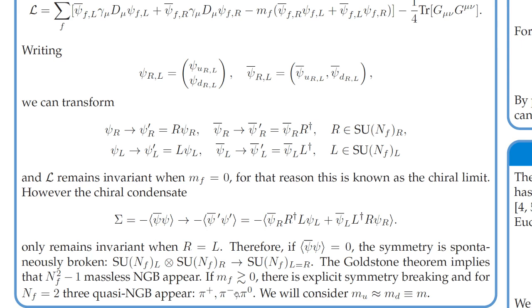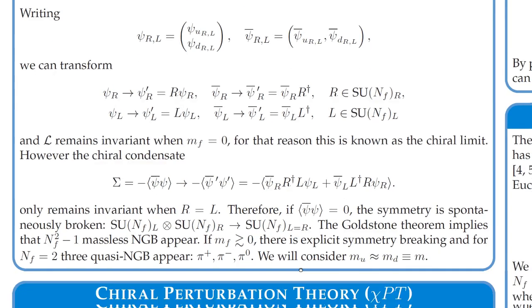Now, when we consider fermions with masses slightly bigger than 0, the symmetry breaking is explicit, and instead of massless Nambu-Goldstone bosons, we have quasi-Nambu-Goldstone bosons. For two flavors, three quasi-Nambu-Goldstone bosons appear, and they can be related to the pion triplet, since they are the lightest hadrons in nature. And here I just mention that in the rest of the work, we will consider degenerate fermion masses.